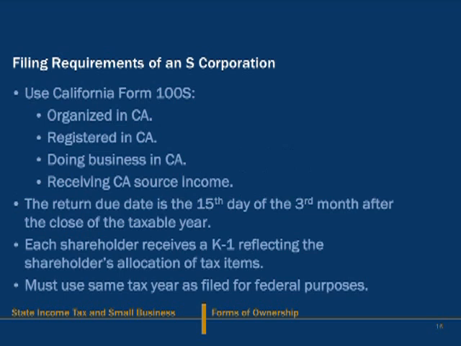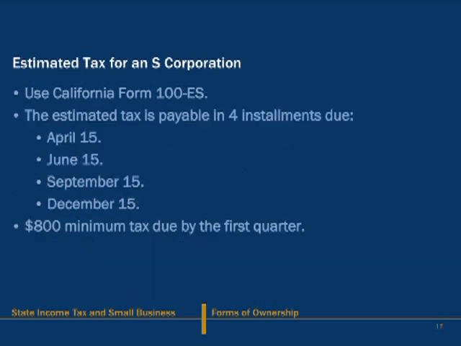The return due date is the 15th day of the third month after the close of the taxable year. An S corporation is taxed on its net income at a rate of 1.5% for California purposes. S corporations are not subject to income tax for federal income tax purposes. S corporations that are corporations or LLCs under civil law must pay the annual $800 minimum franchise tax. The estimated taxes are due and payable on April 15th, June 15th, September 15th, and December 15th. See California Form 100ES, Instructions for additional information and applicable rates. Corporations must complete Form 100ES to report their estimated taxes.